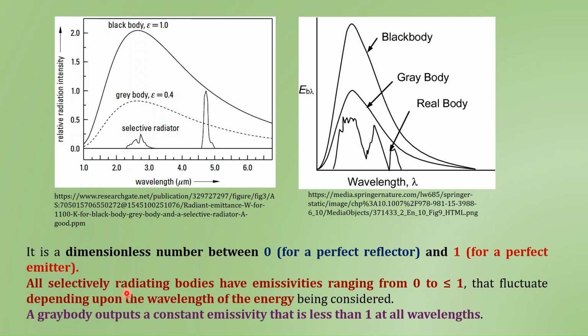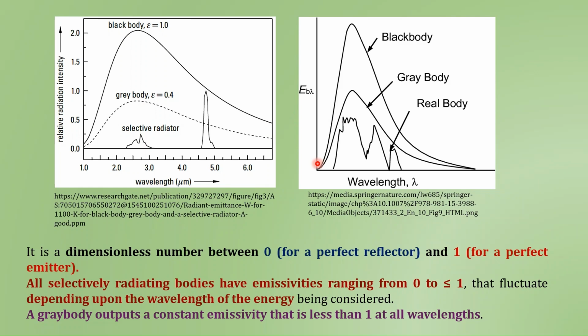And all the selectively radiating bodies have the emissivity ranging from 0 to less than 1, and it fluctuates depending upon the wavelength of the energy being considered. As we can see in these two images, on the y-axis we have the radiation intensity and on the x-axis we have the wavelength. For a black body, we have the emission in all the wavelength ranges starting from 1 to 7 micrometer. But for the selective radiator, we can see the emission is only in these two wavelength ranges. We are not having the emission in this part.